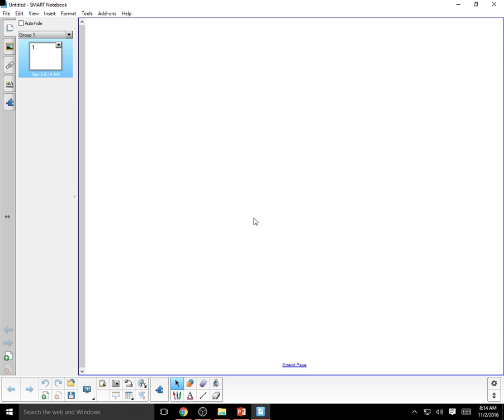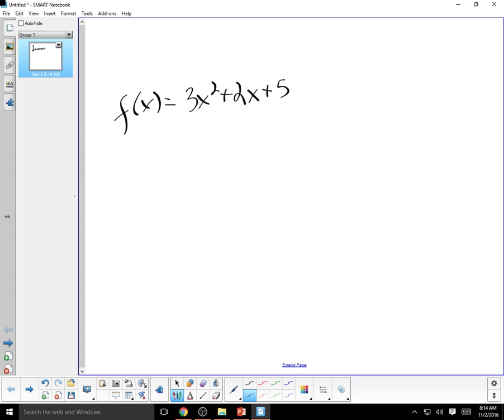Alright, so I'm going to make these up. Let's go with something like f of x is 3x squared plus 2x plus 5. And let's make g of x, let's go x plus 4, okay?